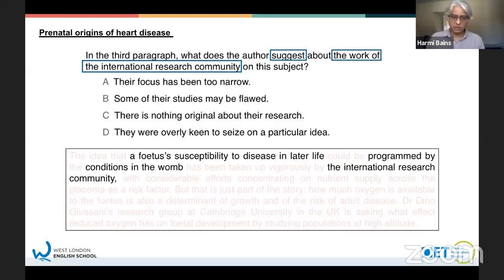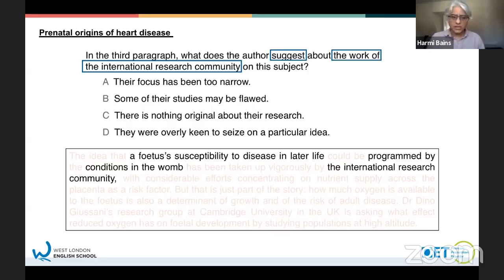So I've highlighted some words here. It talks about fetuses' susceptibility to disease. And again, susceptibility, it's important to have a good vocabulary in reading. In fact, for the whole of the OET exam, for the listening paper as well, you really, really need a rich and a broad vocabulary, because if you don't know these words, sometimes it can really make your life harder. So when you're preparing for the OET exam, please use it as an opportunity to widen your vocabulary.